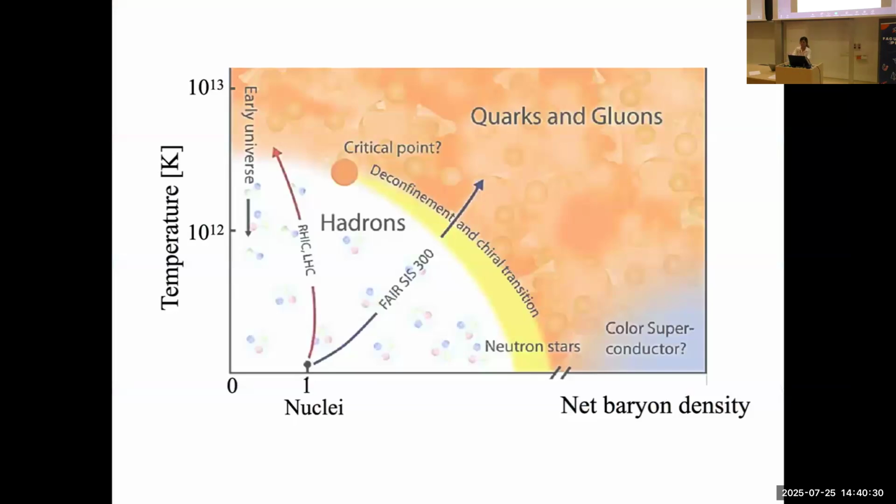a phase diagram. Okay, let me see if the pointer works. Do you see? Okay, perfect.